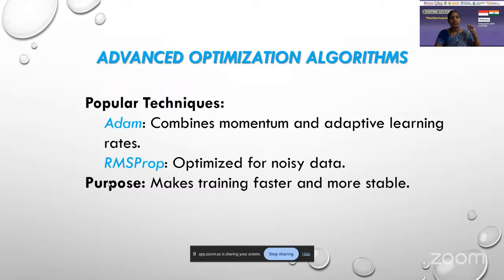When you go for RMSprop, this is generally used for optimization on noisy data. It adjusts the learning rate based on the moving average of squared gradients. The main advantage of RMSprop is that it can handle noisy data and also performs stable training. The main disadvantages here are that there is no momentum, and it requires careful hyperparameter tuning.